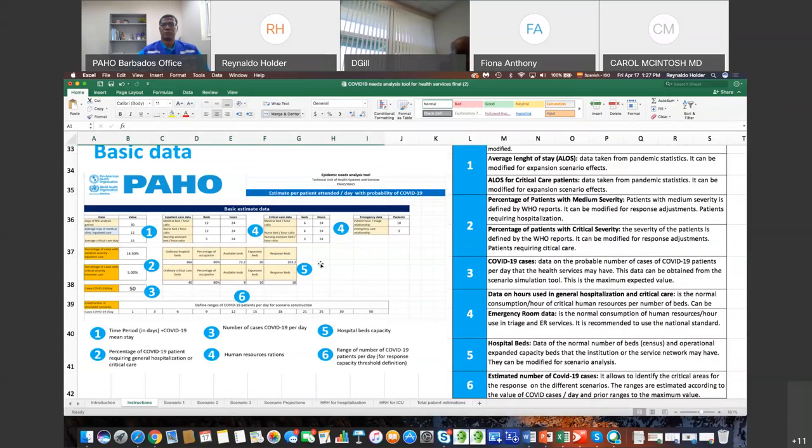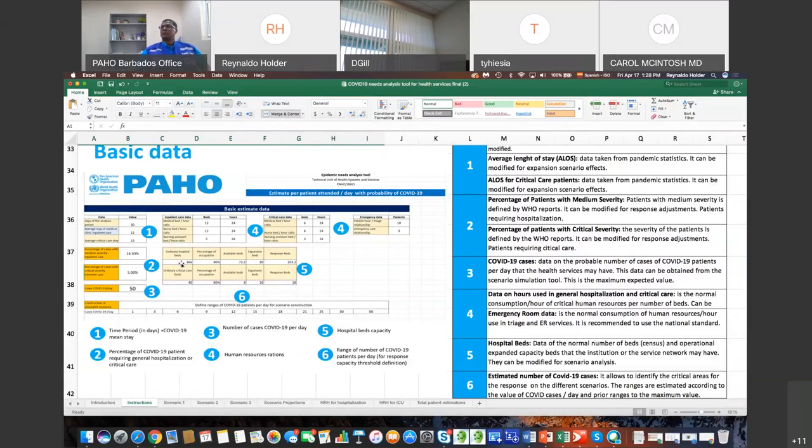Table number 5 deals now with the number of beds. The first and top level deals with the normal operational beds of the hospital. In this case, this make-believe hospital operates 366 beds on a normal day, independent of the emergency. And those beds have an occupancy rate of 80%. That will give you the amount of beds that would be available for the emergency.